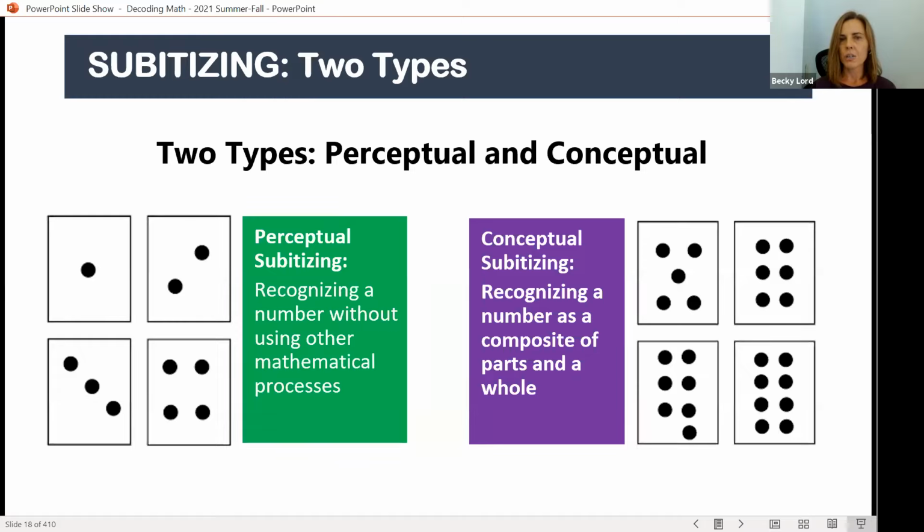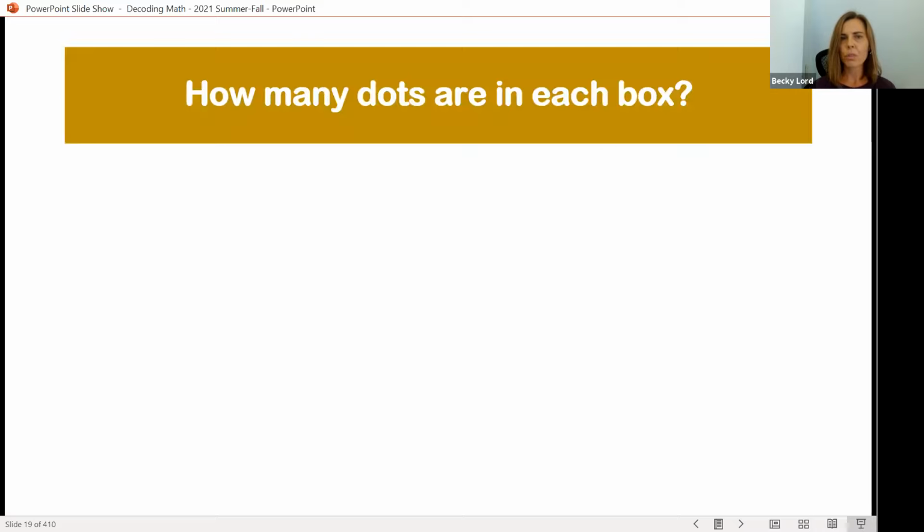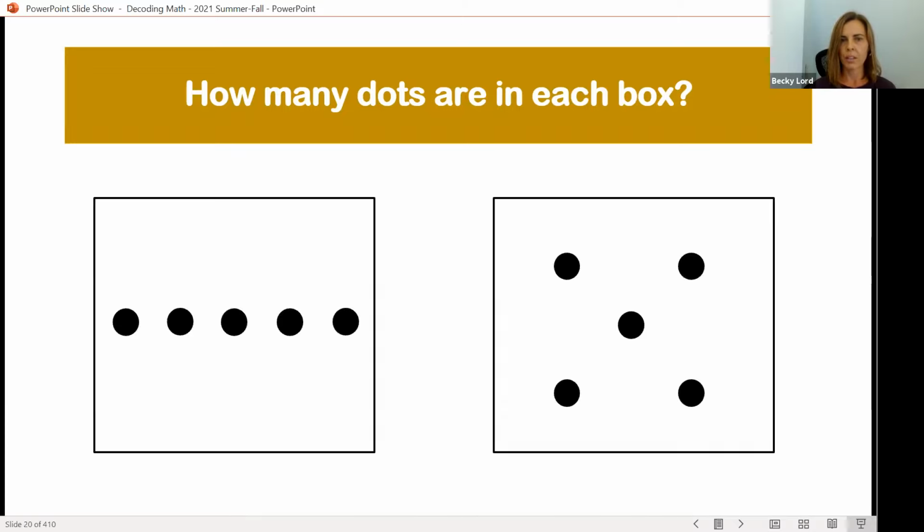So we're going to use that conceptual subitizing ability to develop actually our basic math facts. So I'm going to show you some dots again, and I want you to quickly determine how many are in each box, and then think about which box was easier to figure out. So from a quick glance, which one did you know more quickly? I would guess probably this one on the right, the 5 dice arrangement.